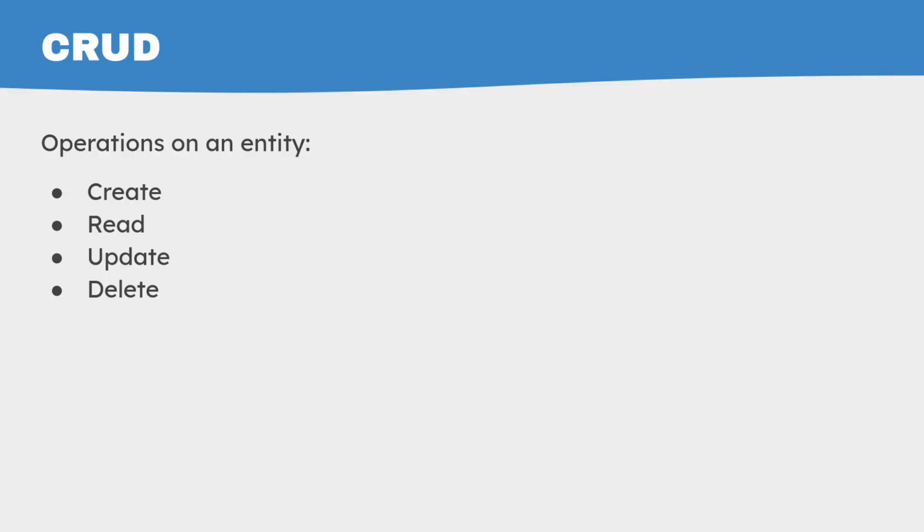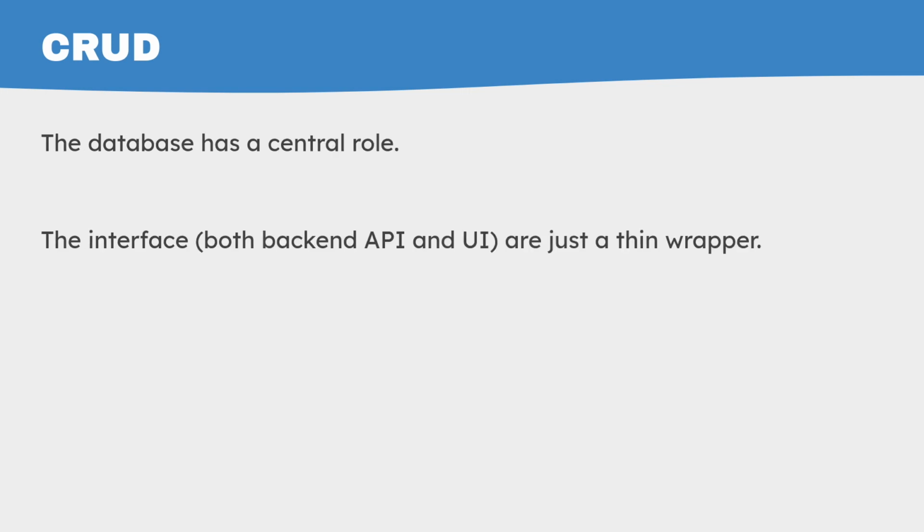So back in the old days, we had applications that we used to describe as CRUD. And CRUD comes from the different operations that you can perform on an entity. You can create them, you can read them, you can update them, and you can delete them. And it's not really coincidental that these are exactly the same operations that you can perform on a row in a database. Because that's one of the main characteristics of CRUD applications. The database has a very central role in them.